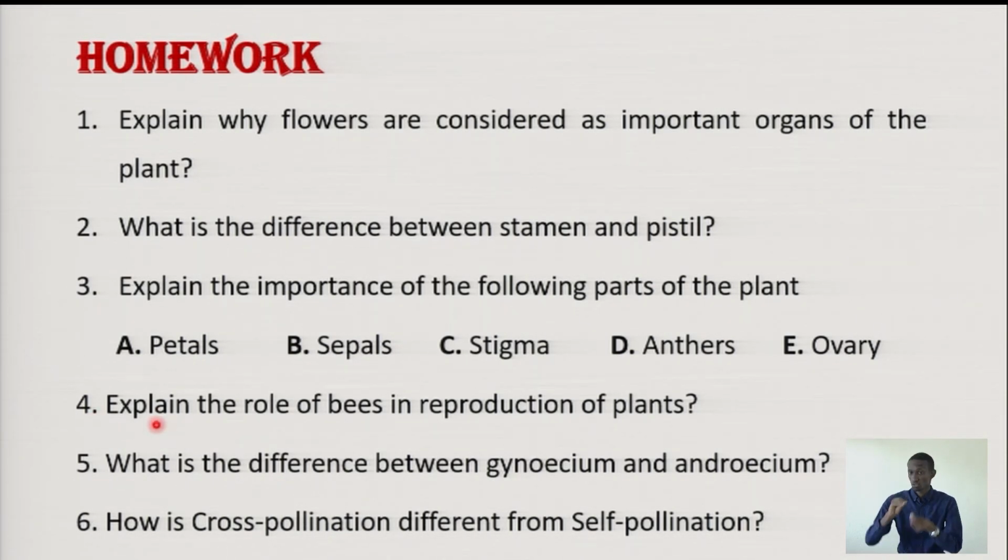Question number 4, explain the role of bees in reproduction of plants. How are bees important in reproduction? Question number 5, what is the difference between gynoecium and androecium? Question number 6, how is cross-pollination different from self-pollination?